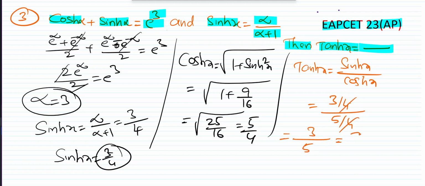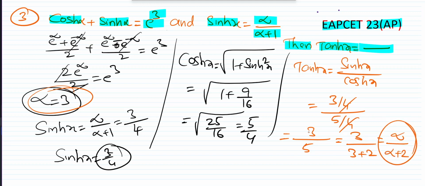3 by 5 is, that is 3 by 3 plus 2. Here the 3 value is alpha. Alpha is 3, substituting in this. This is alpha by alpha plus 2. This is the value of tanh x. Here tanh x is equal to alpha by alpha plus 2.